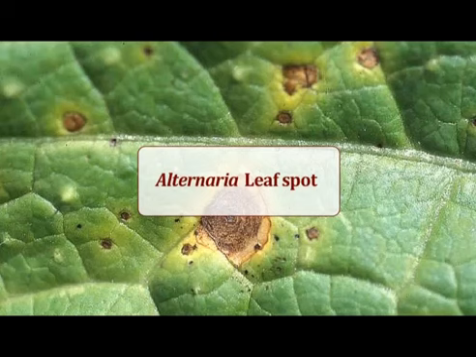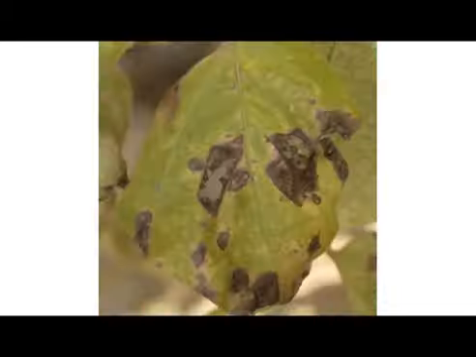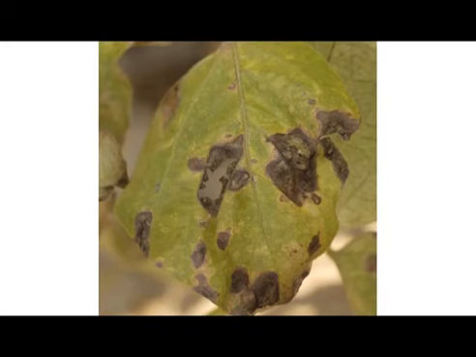Next disease is the Alternaria leaf spot. This disease can be visualized when spots with distinct concentric rings, bands of light and dark colors, irregular, 4 to 8 millimeter in diameter, and may coalesce to cover large areas of the leaf blade. Fruits develop large deep seated spots and drop off prematurely.